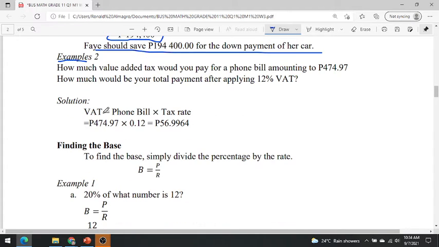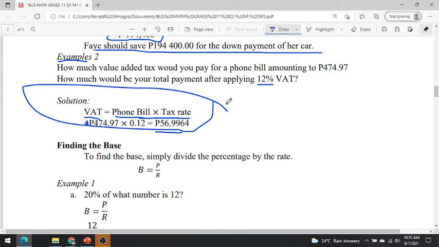Okay, student, so the formula of getting the total payment after applying the VAT po. So, VAT, the value added tax, the phone bill, and multiply to tax rate. So, pila ang ato ang billing na to. So, we have 474.97, di ba? Then, multiply to 0.12 or ato ang VAT nga 12%. So, 474.97 pesos times 0.12 equals 56.9964 pesos. Okay, so nagets ninyo?